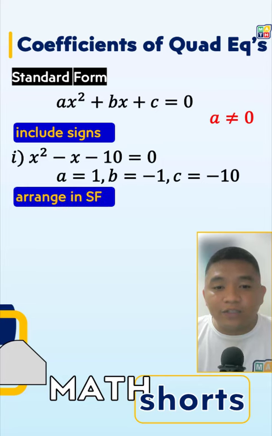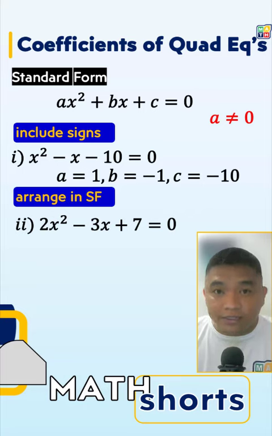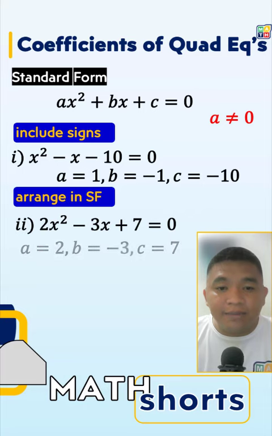The second one is, of course, we need to arrange our quadratic form into standard form. We cannot directly say the coefficients of this if these are not placed in a standard form. Hence, we're going to come up with the standard form of this. We have 2x squared minus 3x plus 7 equal to 0. And that is the right time for us to determine the correct coefficients, which are a equals to 2, b is negative 3, which includes the sign before it, and c, the constant, is 7.